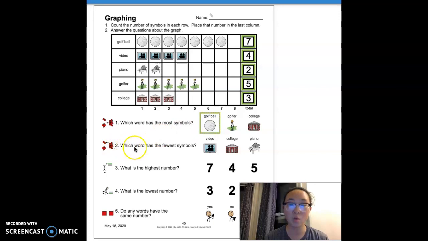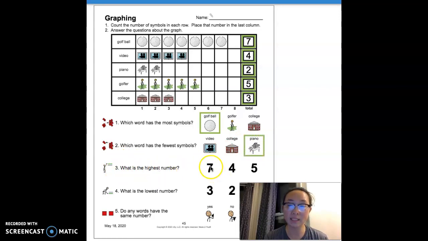Number 2, which word has the fewest symbols? Video, college, piano. So we have video with 4, college with 3, and piano with 2. Which one has the fewest? The fewest would be piano because there's only 2. Piano.